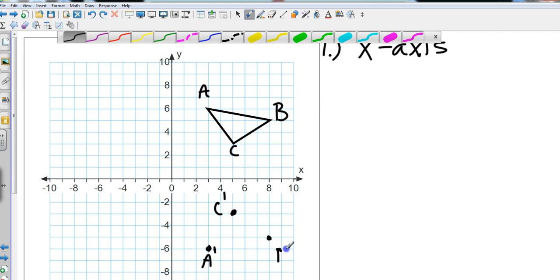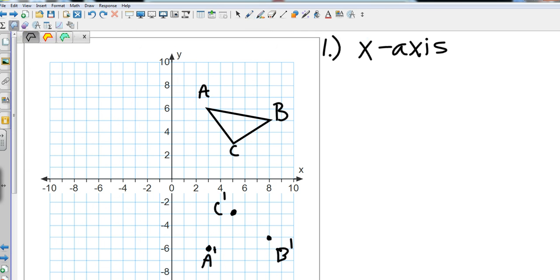Crazy looking B, but it gets there. And now I'm going to connect that shape. And there is my triangle reflected through the x-axis.